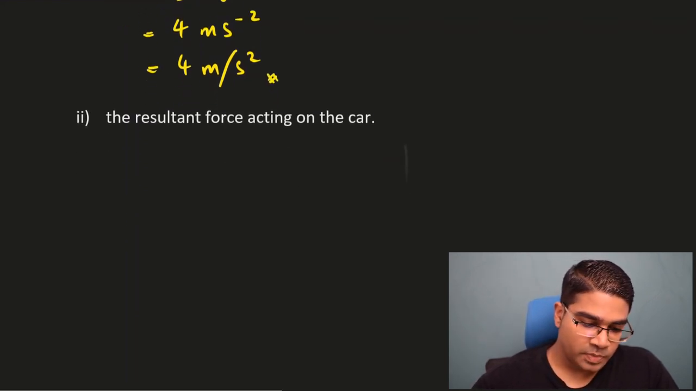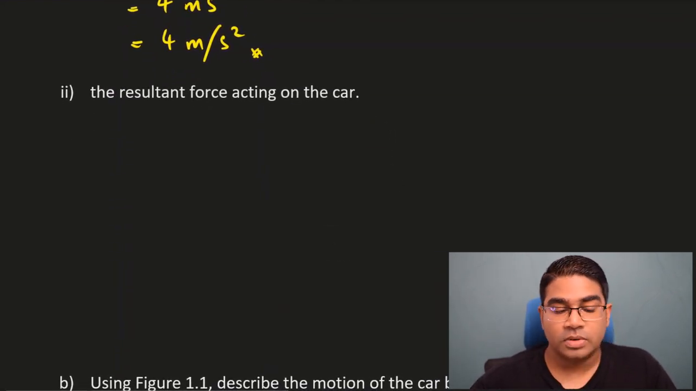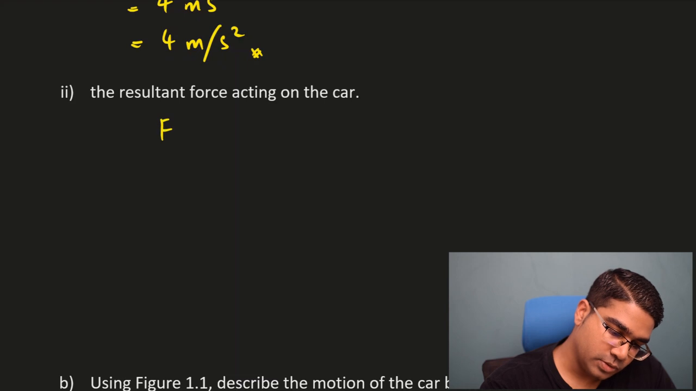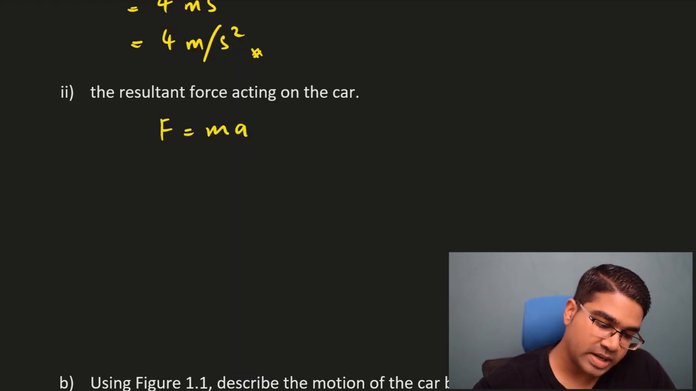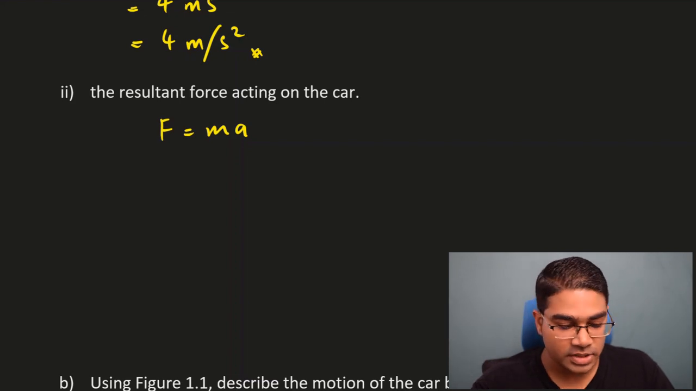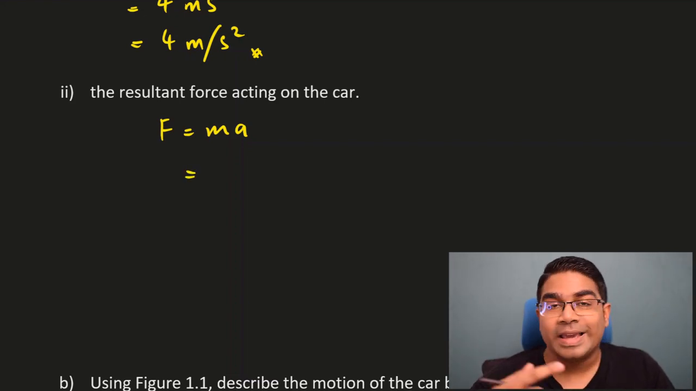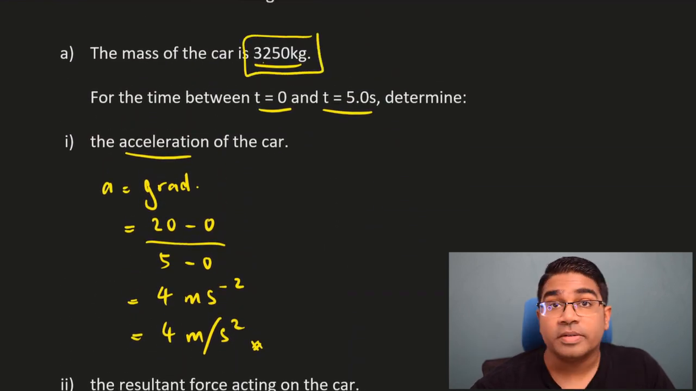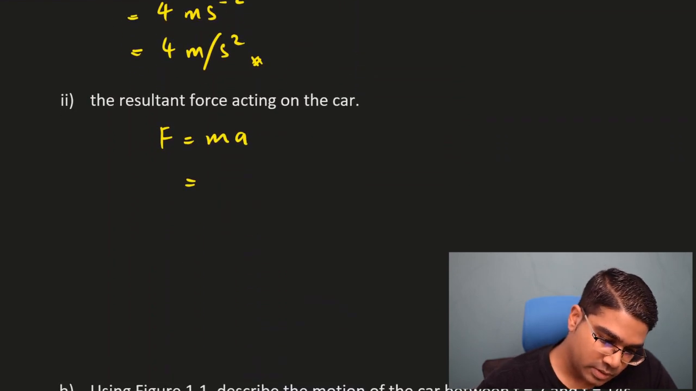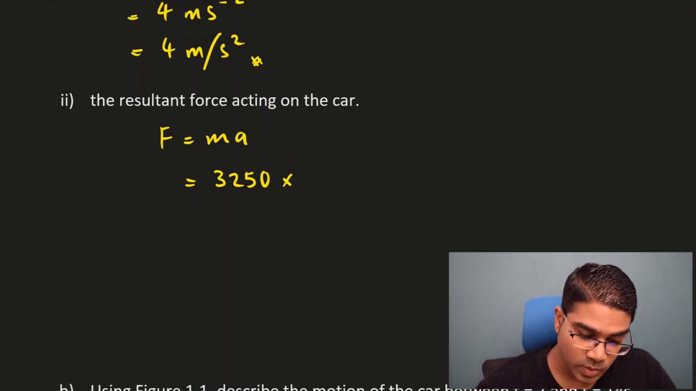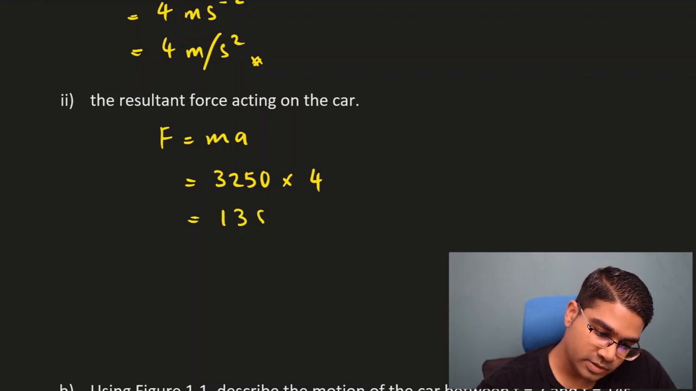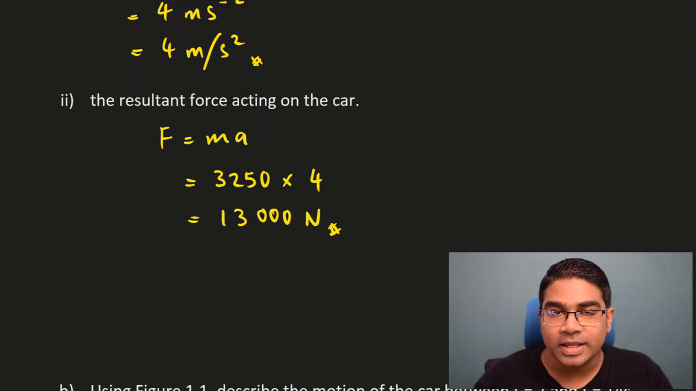Now let's look at the next question. What is the resultant force acting on the car? So we have to remember Newton's second law here. Resultant force F is equal to ma, the product of mass and acceleration. Resultant force equals mass times acceleration. So here we have to substitute the mass and the acceleration. The mass is given in the question. This is why we were given this earlier, 3,250 kilograms. So just substitute 3250. Acceleration we just found to be 4 meters per second squared. So times 4. And this will give us a value of 13,000 newtons. So 13,000 newtons is the resultant force acting on the car.